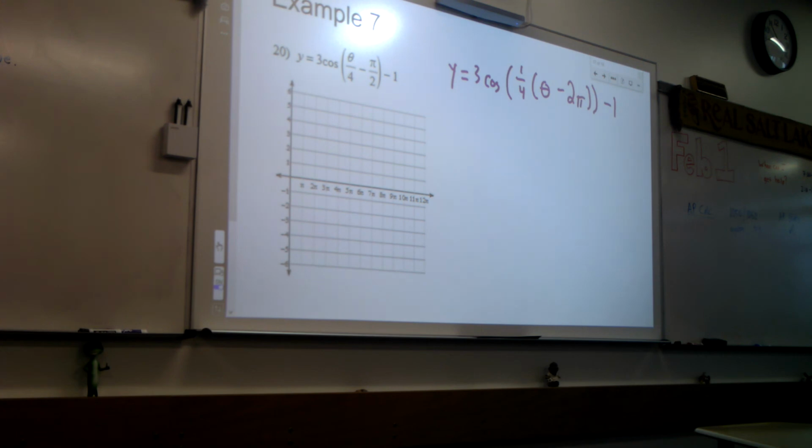All right, shout it out. What is the new amplitude? What is the new period? If you say 1/4, it's wrong. It's 2 pi over 1/4, which is what? Keep, change, flip. 8 pi. This is going to go, it's a phase shift to the right by 2 pi. And then, what does that minus 1 do? It goes down 1.